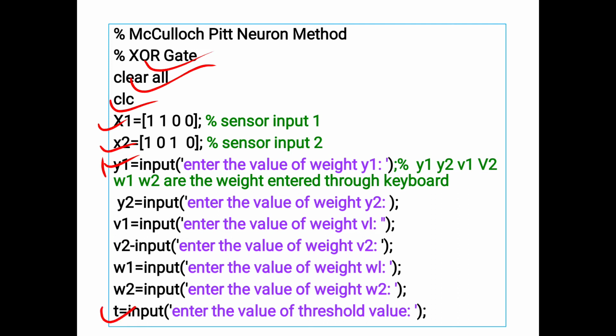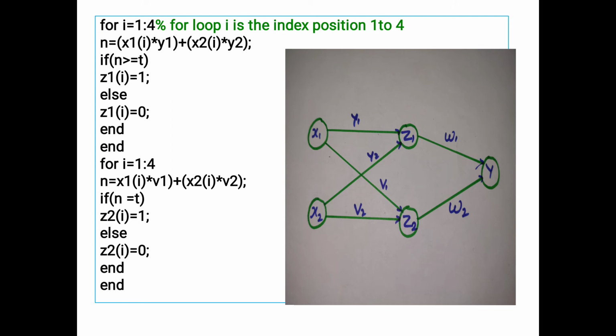Here you can see t is equal to input. Here t is the threshold value that we need to decide. We can take any value of the threshold so that we can get the desired output. Now we are going to use the for loop, and the for loop will start from 1 to 4. It means that here i is the index position, so it will run a maximum of 4 times.